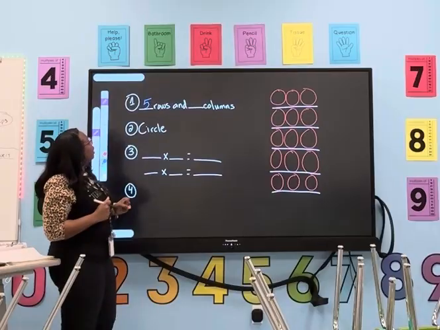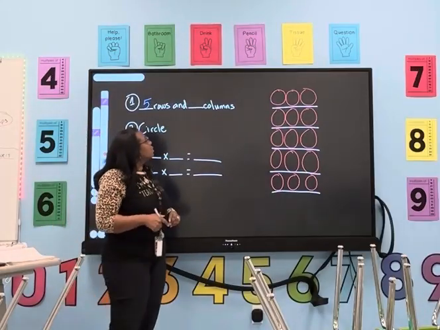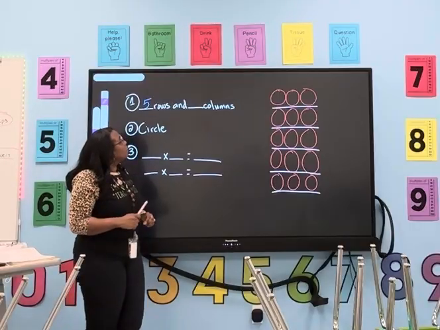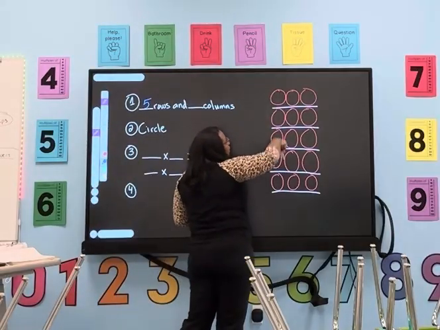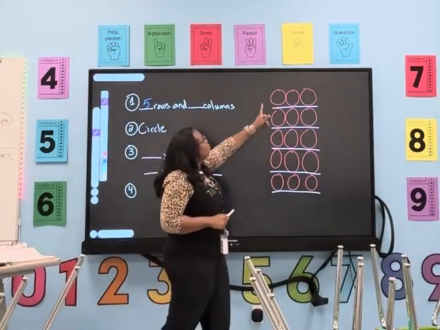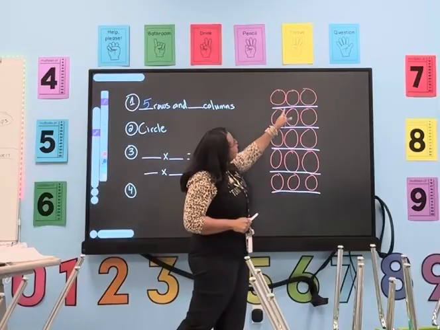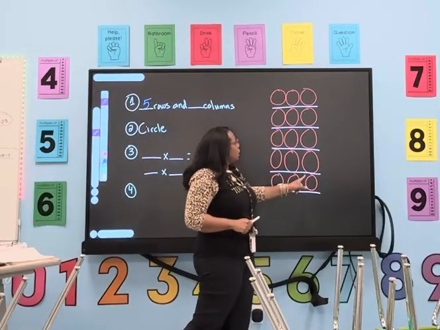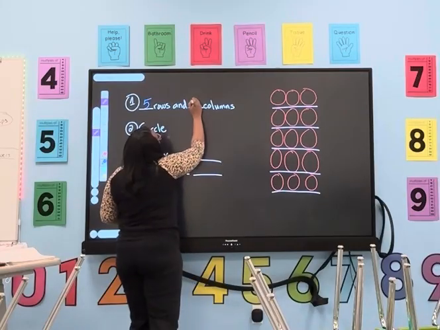Now let's go to the columns. Remember, my columns go up and down, up and down. So if I look at this, I have 1 column, 2 columns, 3 columns. So this would be 3.